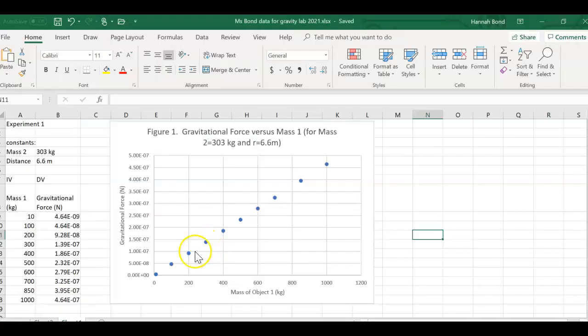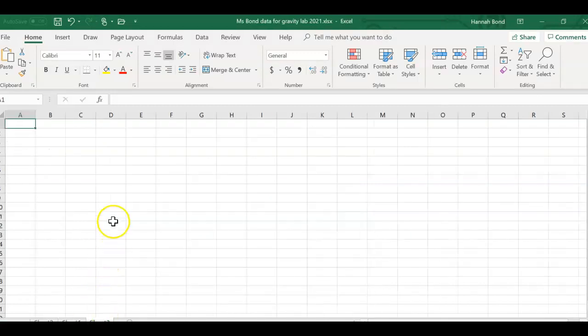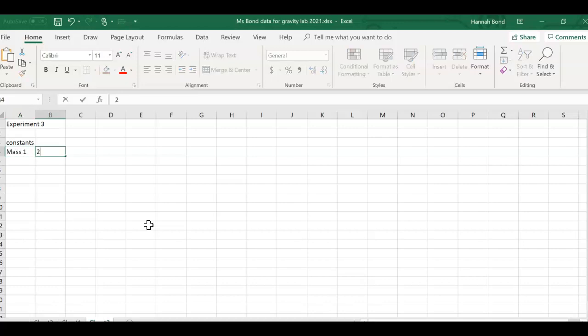But I'm going to create a new sheet. So I'm going to click this plus sign down at the bottom of the worksheet, and make a new sheet for Experiment 3. I want to record my constants because they are so important to being able to analyze this data correctly at the end. So mass 1 I'm holding at 250 kilograms, and mass 2 I'm holding at 740 kilograms. Yours should be different than mine.